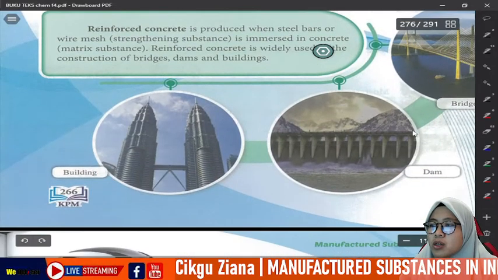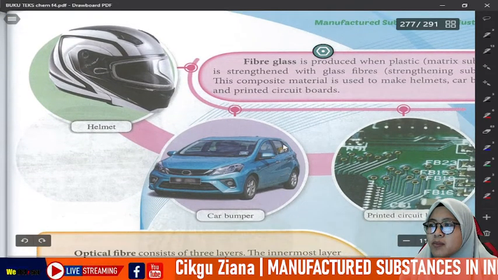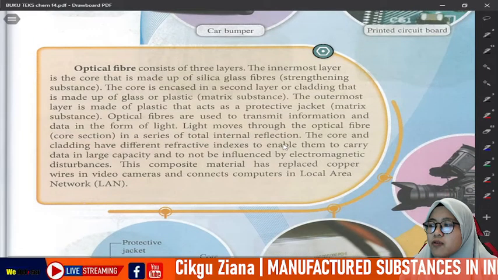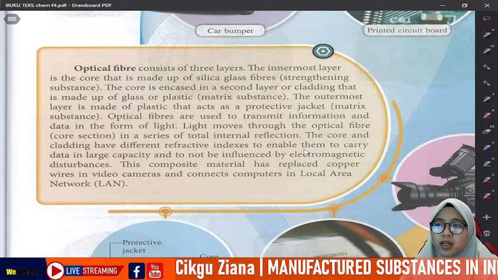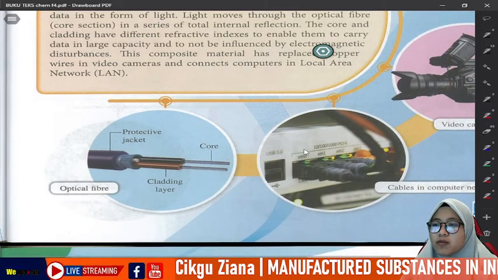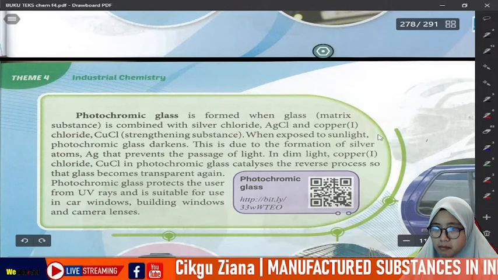For example, reinforced concrete, helmets, fiberglass. Fiberglass, optical fiber. Optical fiber is very good; it is what we use now for the internet. That is what we call optical fiber. Optical fiber is used in computer cables, video cameras, CCTV, LAN cables.